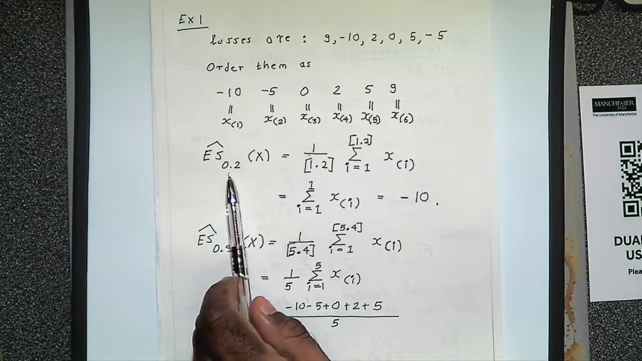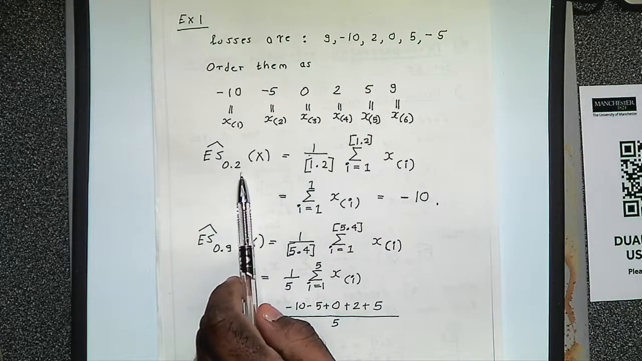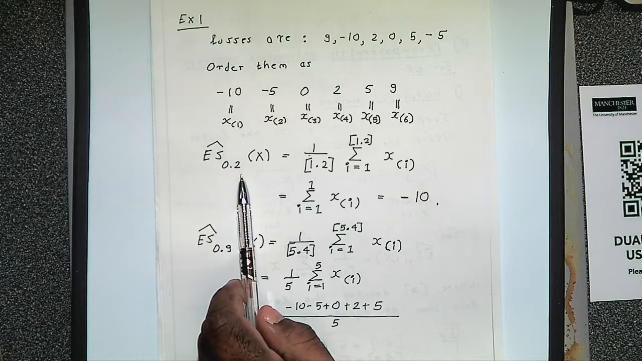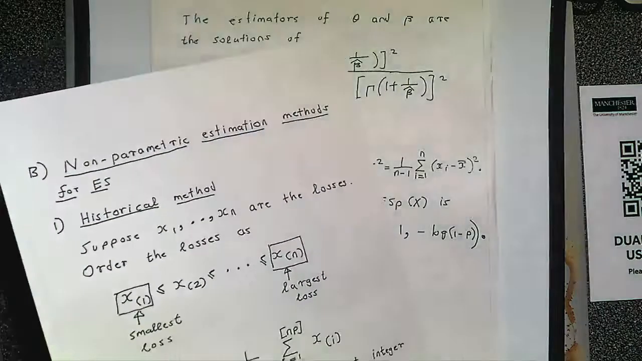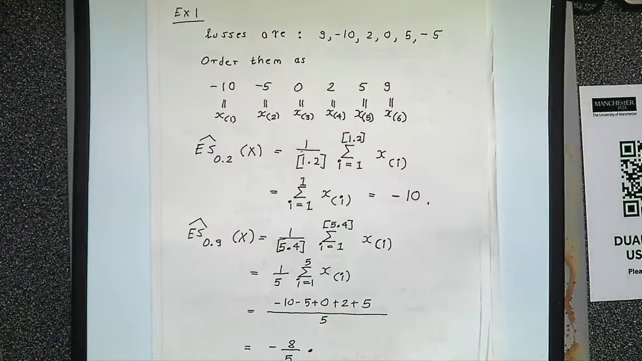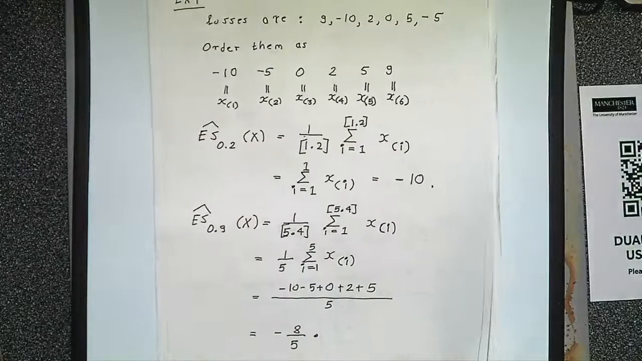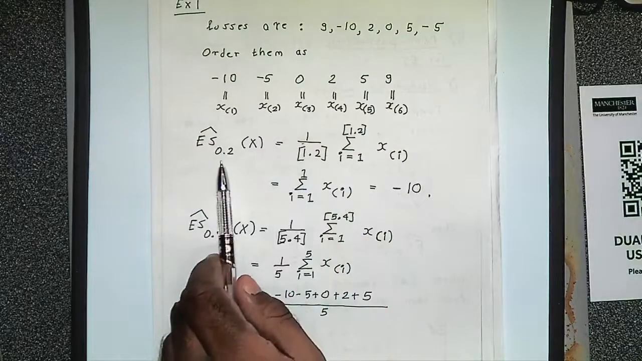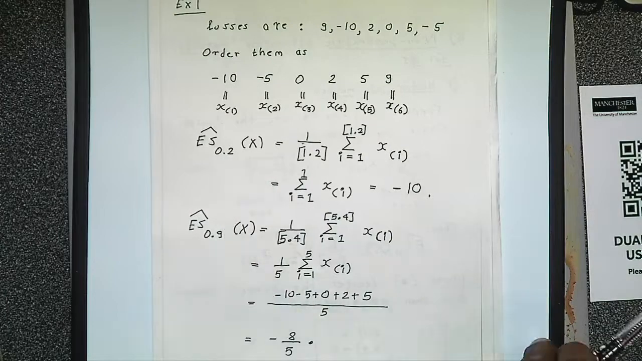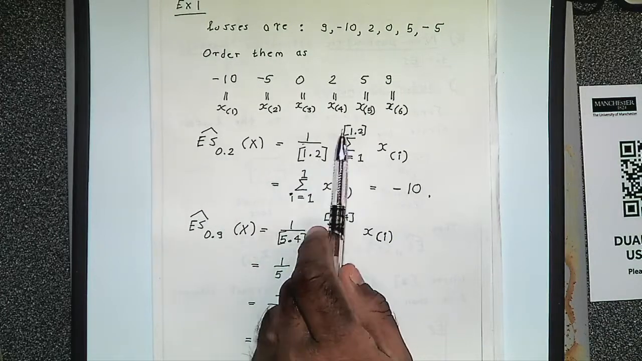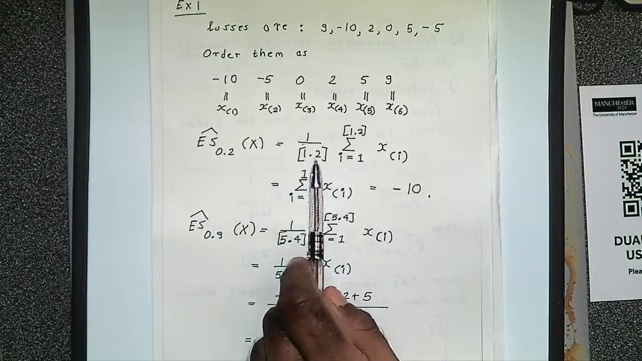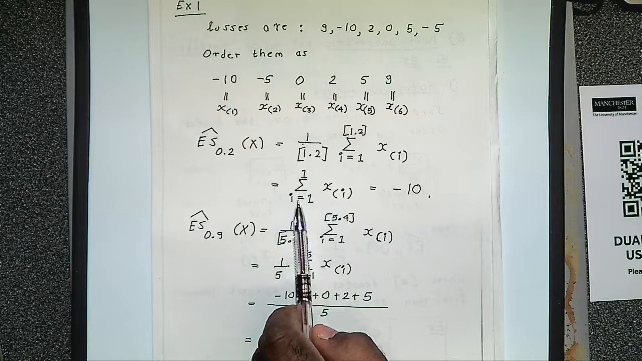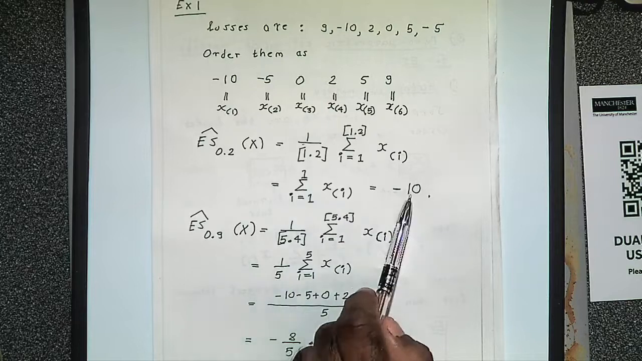So if you want to find expected shortfall at 0.2, first you will compute n times p, n is what? N in this case is 6, right? So 6 is the number of data points. 6 times 0.2 is 1.2, right? So the bracket of 1.2 is 1. So you sum from 1 to 1 of this, which is minus 10.